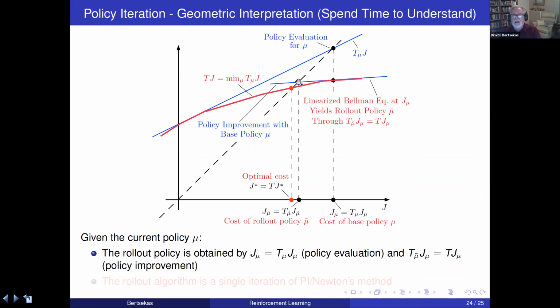After the second iteration, we have obtained a linearized Bellman equation that is locally the same as the nonlinear Bellman equation.